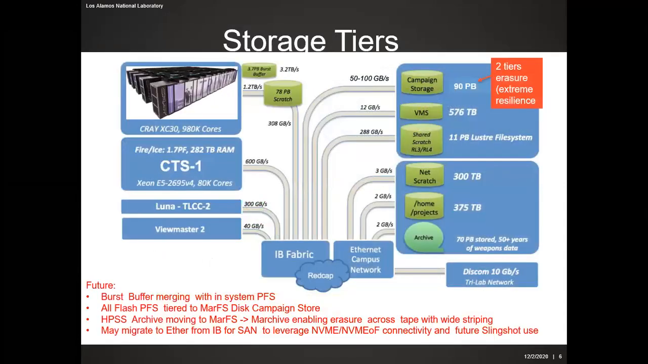A little bit about our storage tiers. There's the big machine up in the left-hand corner, and we have all these other machines. The big machine has its own private scratch and burst buffer, which I talked about before. Then we have all these other machines with a global set of scratches and campaign store and home and projects and archive and things like that.